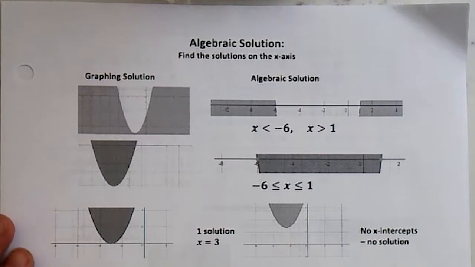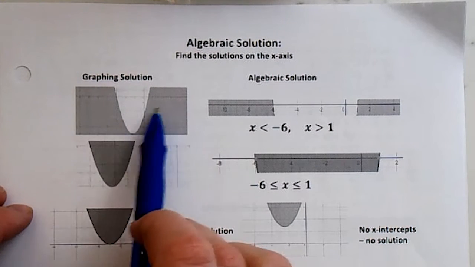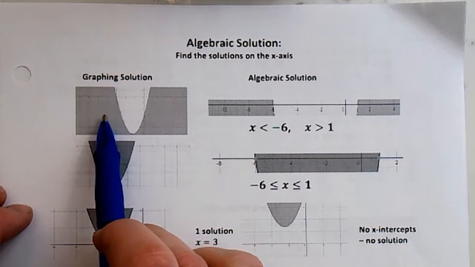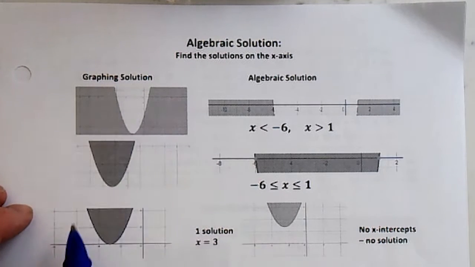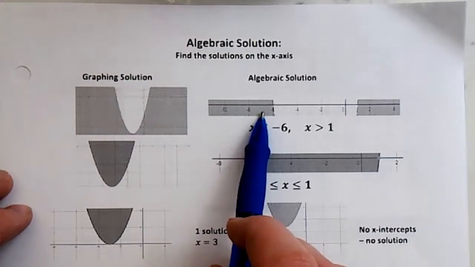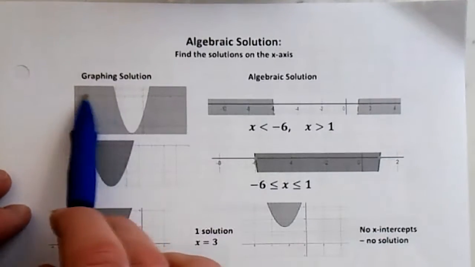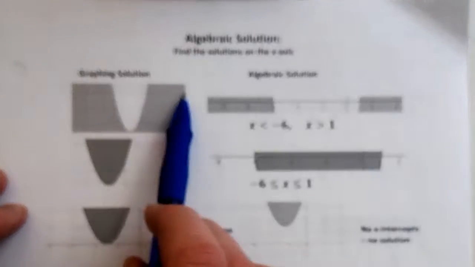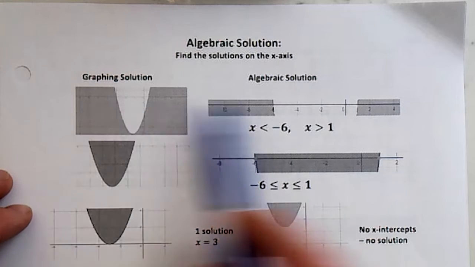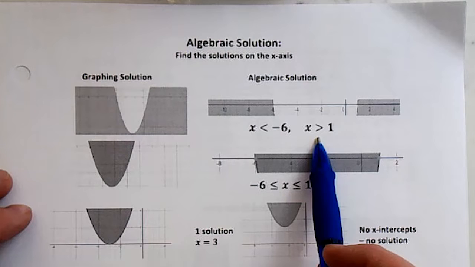Okay, so we're going to look at algebraic solutions. We've done graphing solutions, and we've graphed it and determined is the solution under or above the parabola. Going from this to an algebraic solution, all we're doing is looking at the x-axis. So in this case, the solution is on the lower part and the upper part, but not through the middle. So we look at the solution, anything under x or greater than 1.